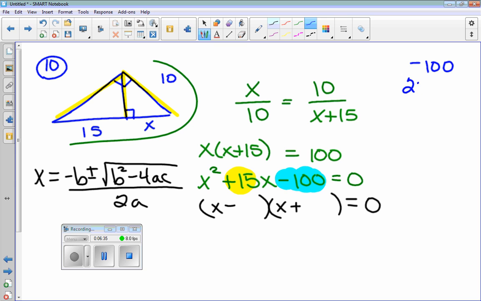So I have negative 20 and positive 5. I have 20 and negative 5. I have 10 and negative 10. I have 25 and negative 4. I can keep going because there's lots of factors of 100. But any so far that add to be positive 15? Yeah, this one right here.